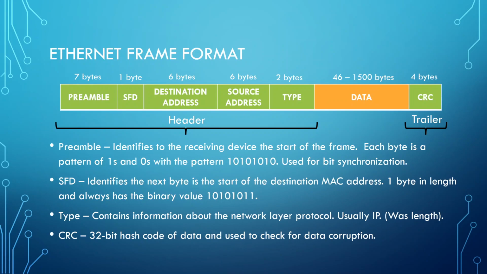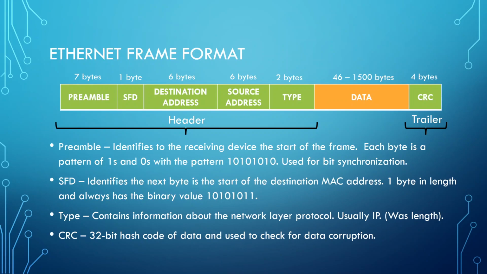Then we have the SFD, which is 1 byte, and that identifies that the next byte of data you're about to receive is going to be the start of the destination MAC address. Now that we have synchronized, I'm ready to receive, I know the next byte after this one is going to be the destination MAC address, essentially the start of the Ethernet frame. And it's 1 byte in length, and in binary its value is always 10101011. Then we have the type field.